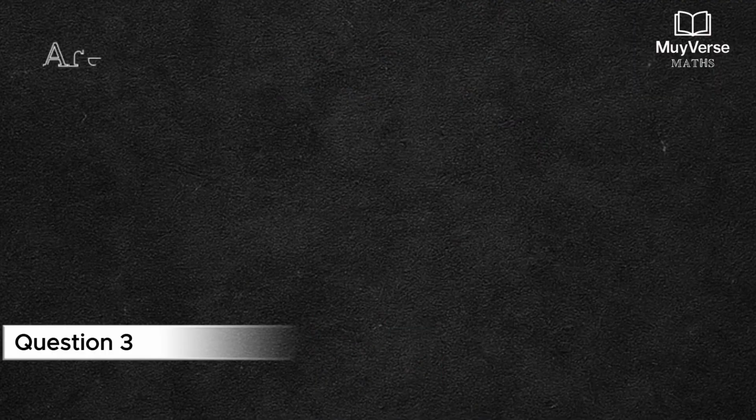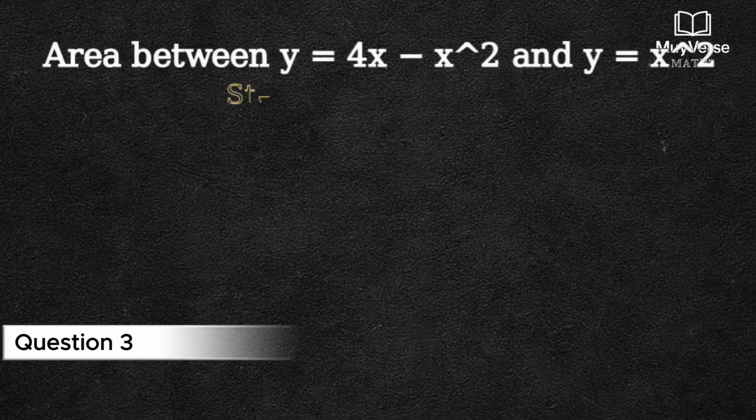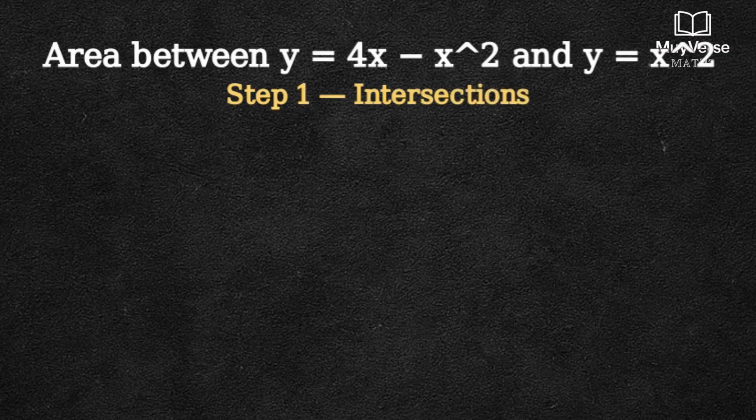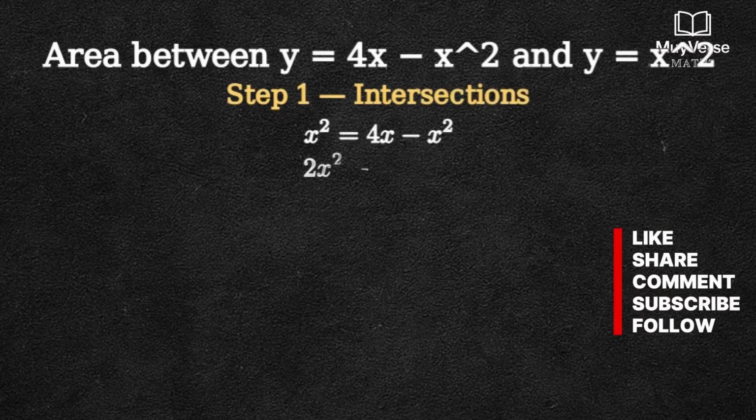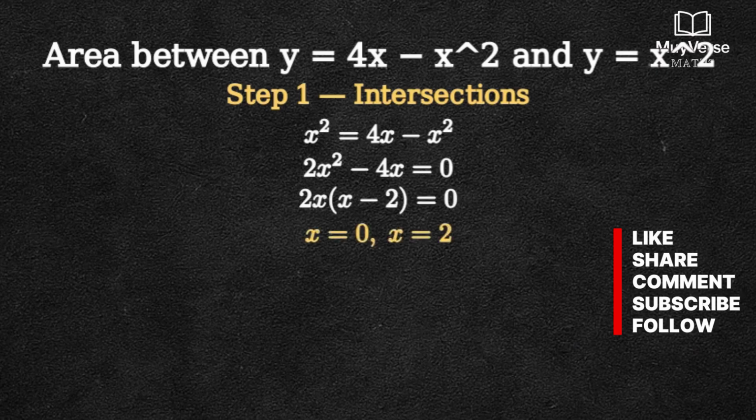Step 1. Find their intersection points by setting the equations equal. x squared equals 4x minus x squared. Move everything to one side. 2x squared minus 4x equals 0. Factor. 2x times x minus 2 equals 0. So the solutions are x equals 0 and x equals 2.